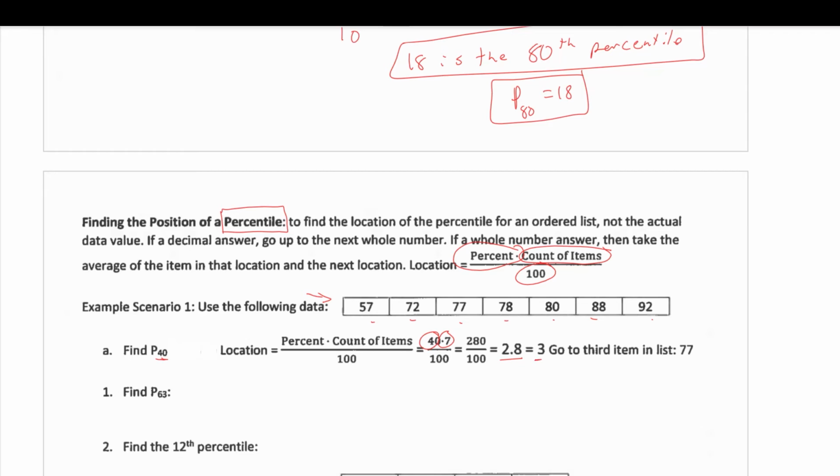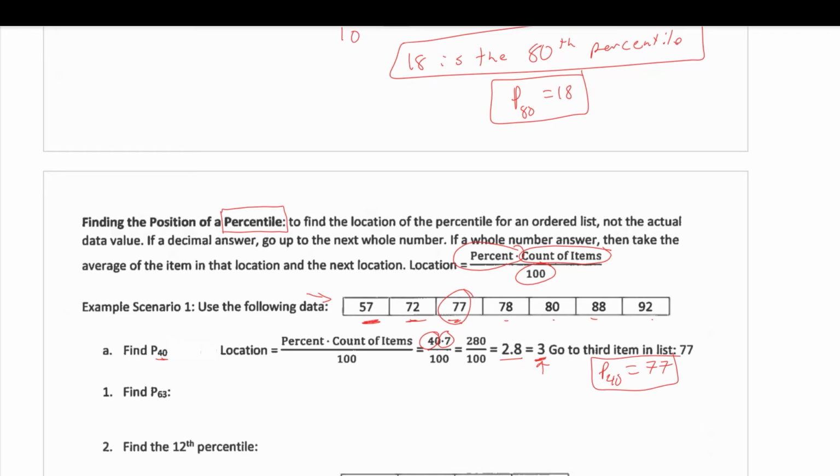So it'll be 3. Now this is not the value 3, it's the location. So this is essentially the location. So that means we're dealing with 1, 2, 3. 77 is the 40th percentile. So we say P40 is 77.